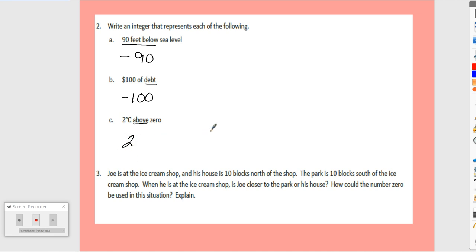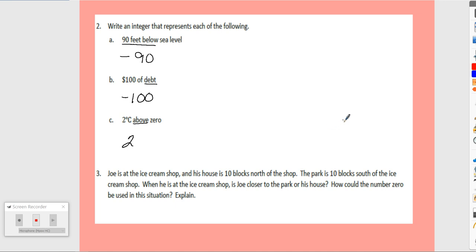And number 3 says Joe is at the ice cream shop and his house is 10 blocks north of the shop. The park is 10 blocks south of the shop. When he is at the ice cream shop, is Joe closer to the park or his house? And how could the number 0 be used in this situation? So for me, it's a whole lot easier to always graph or draw a diagram for it.